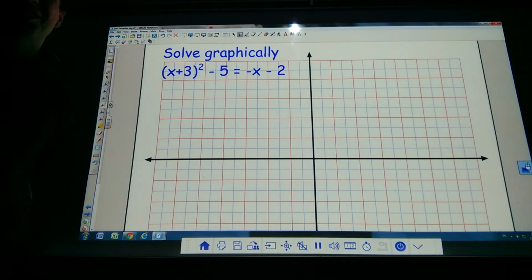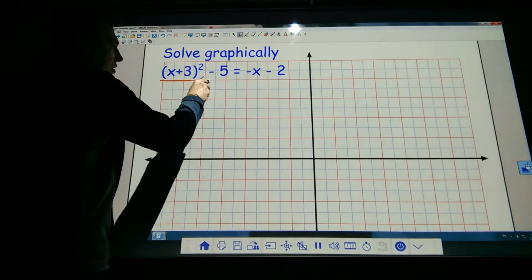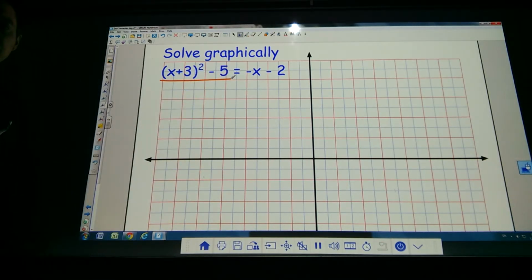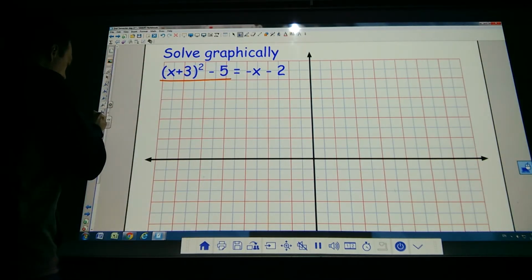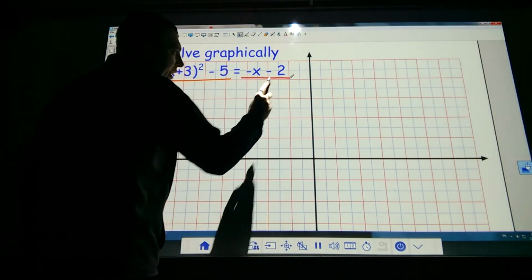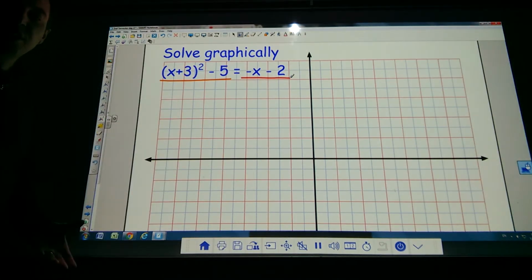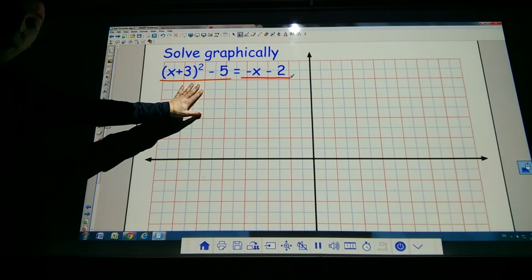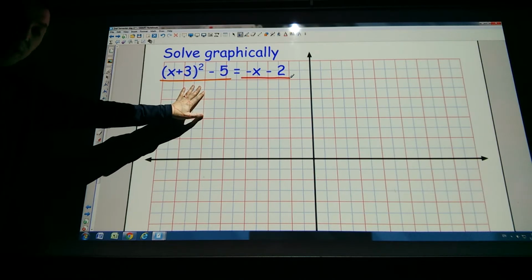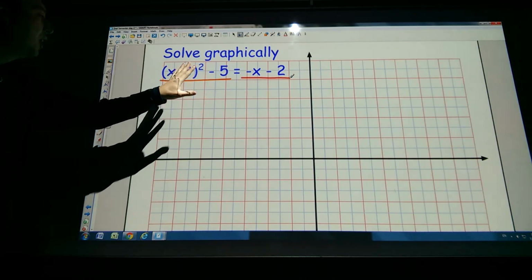Ooh, this looks terrible. And it kind of does look terrible, and it is terrible. But this is the idea. We are going to graph the left-hand side. Then we're going to graph the right-hand side and see where they cross. The left-hand side is a parabola. We did a bunch of graphing of a parabola earlier, so here it is.